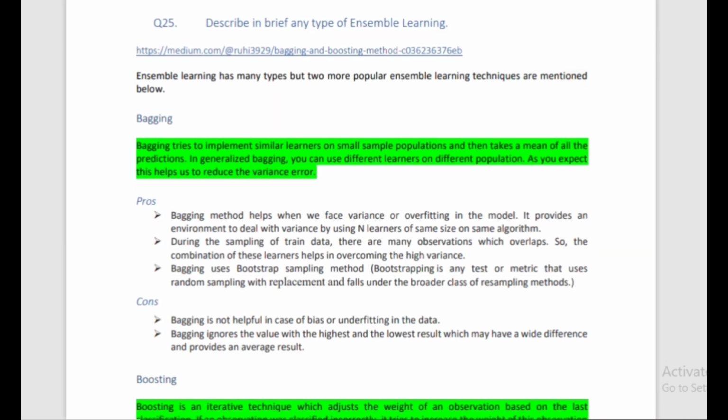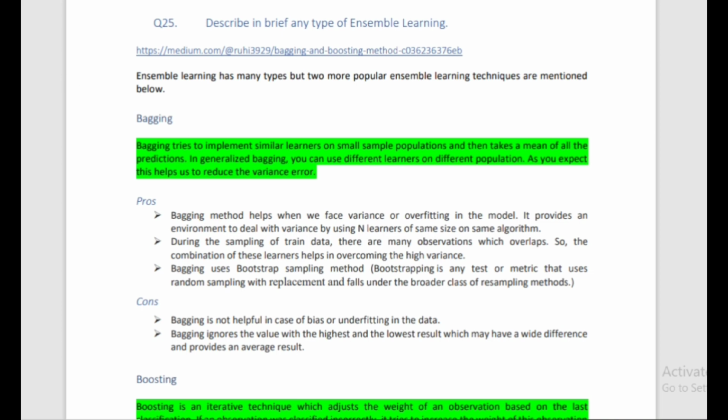Question number 25. Describe in brief any type of ensemble learning. Ensemble learning has many types, but two more popular ensemble learning techniques are mentioned below. Bagging. Bagging tries to implement similar learners on small sample populations and then takes a mean of all the predictions. In generalized bagging, you can use different learners on different populations. As you expect, this helps us to reduce the variance error.